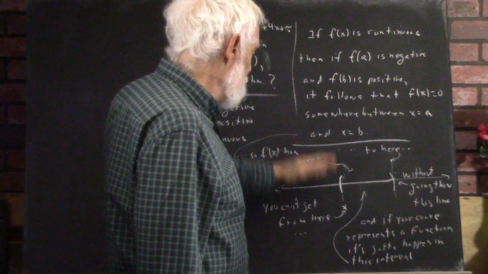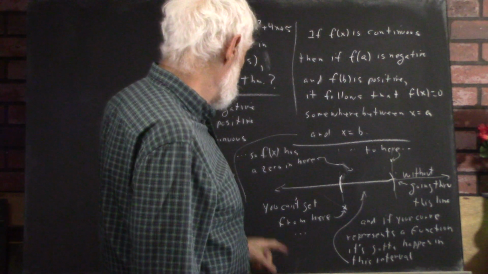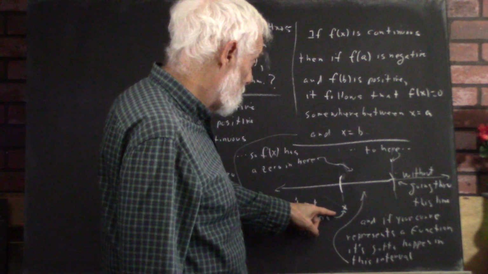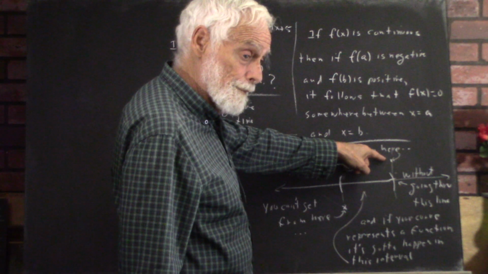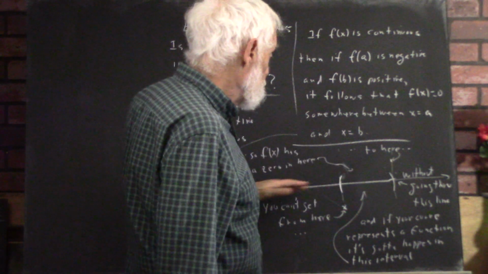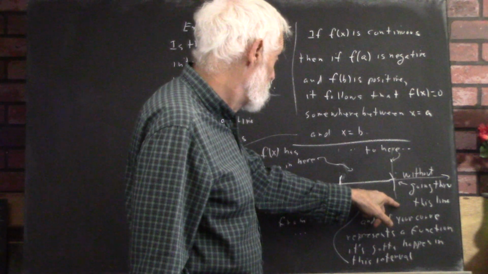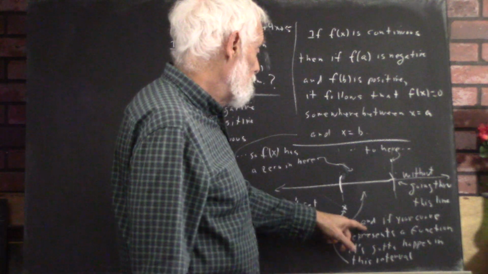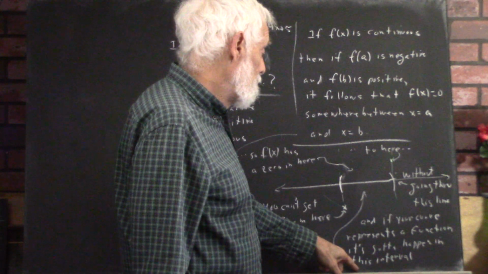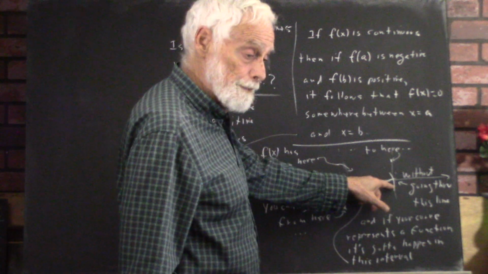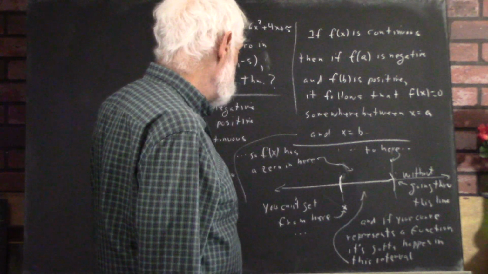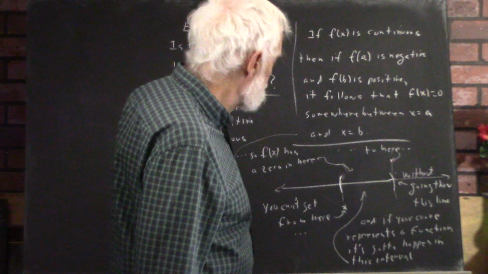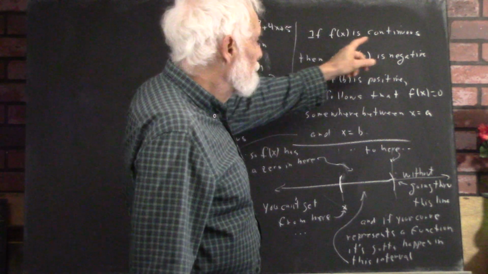This statement can translate into what I've written down here. It says, you can't get from here to here without going through this line, and if your curve represents a function, it's got to happen in this interval. Okay, so f of x is continuous.